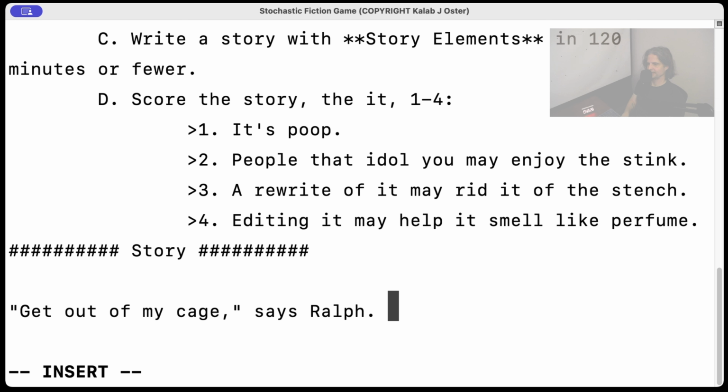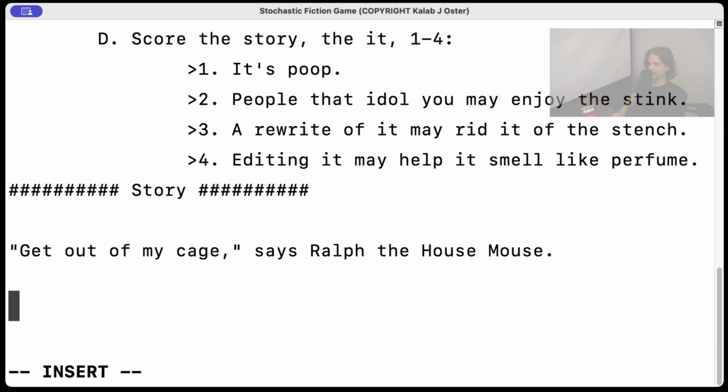Get out of my cage, says Ralph. I'm not going to call Ralph S. Mouse. Ralph the Mouse. Ralph's the House Mouse. I love the rhyme of that. It's a fable, too. Right, Ralph the House Mouse. That way we can at least define the differences between these mice. What's the other mouse's name? It's going to be like a snake. Snake wants the mouse to come sit in it.